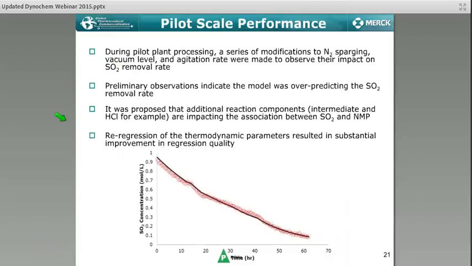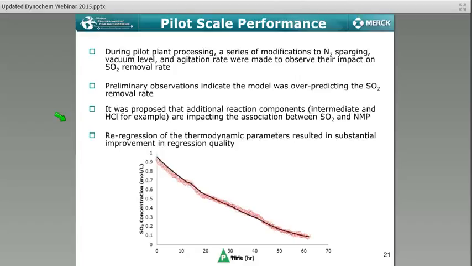During the actual pilot scale processing, there were a number of modifications made to the sparging, vacuum level, agitation rate, and then obviously collecting FTIR data. It turns out the initial fit was okay, but not fantastic. Zero fitted parameters, a direct prediction of performance.